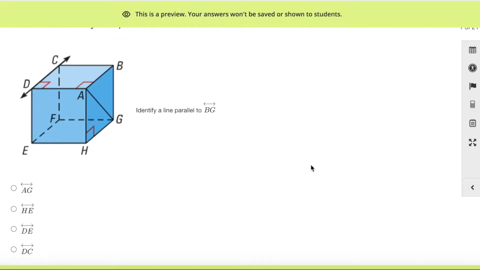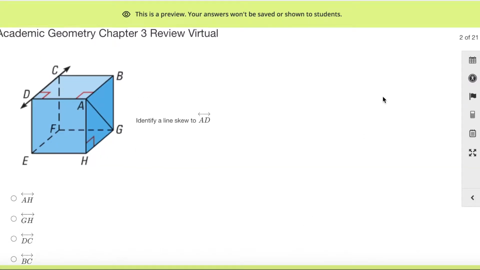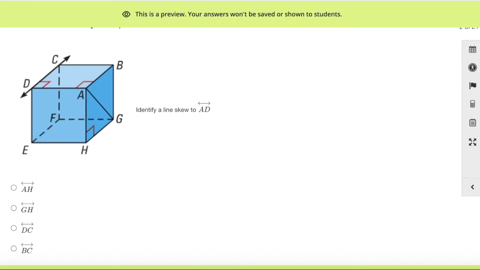Moving on to the second problem here. Same drawing. Then we're going to identify a line which is skew to AD. So here's AD. Skew cannot intersect, but it can't be parallel either. So it's not going to be on the same plane. So AH intersects with AD, so that's no good. GH, okay, GH is down here. That looks like it's going to be the skew line. So we're going to say GH for this one. DC intersects, so that can't be skew. And BC is going to be parallel to AD, so that won't work either.